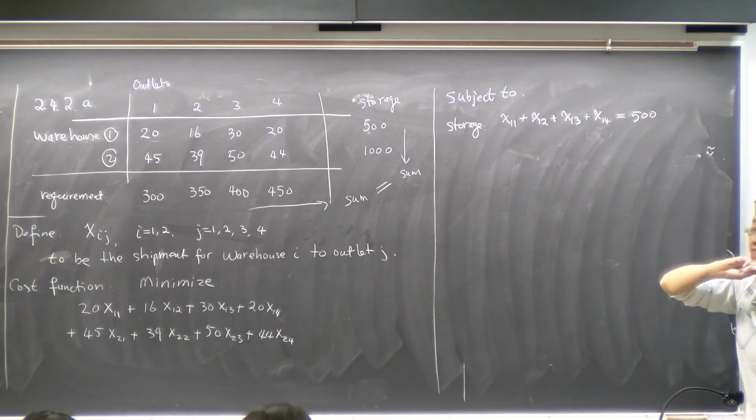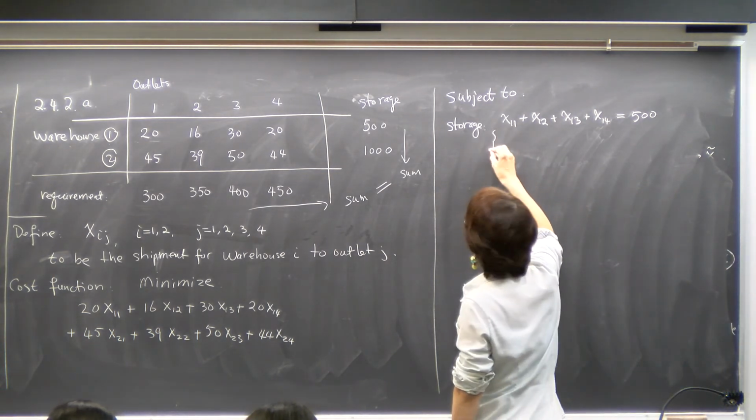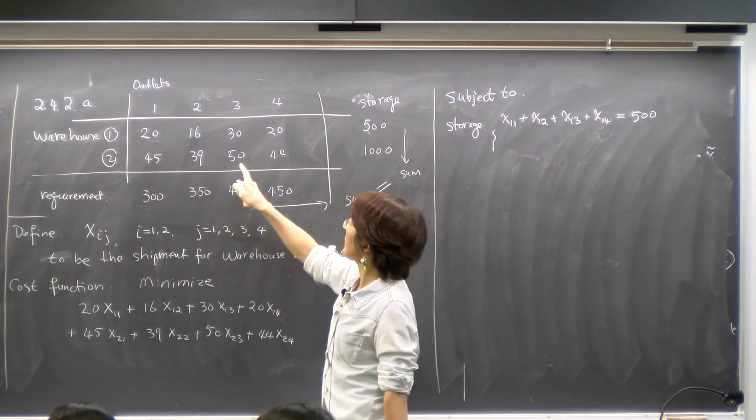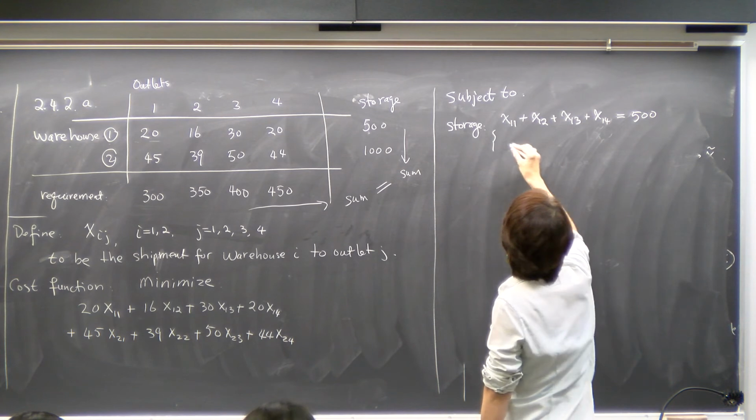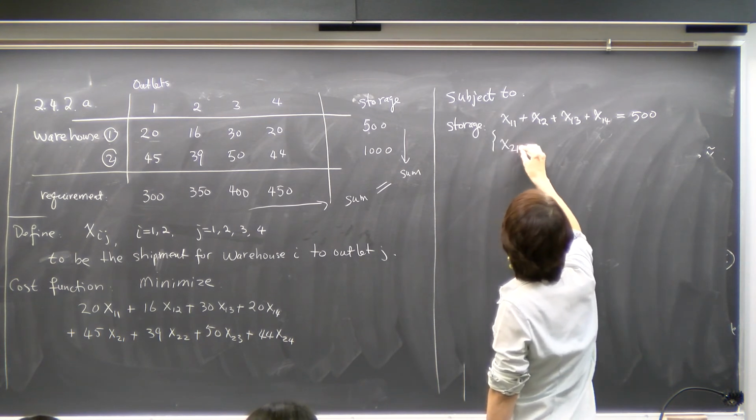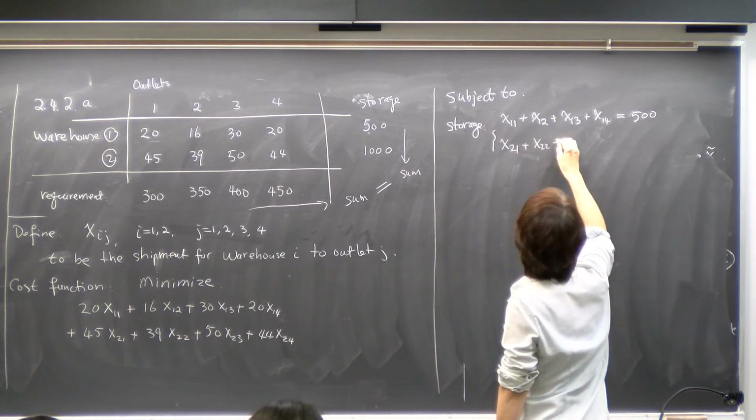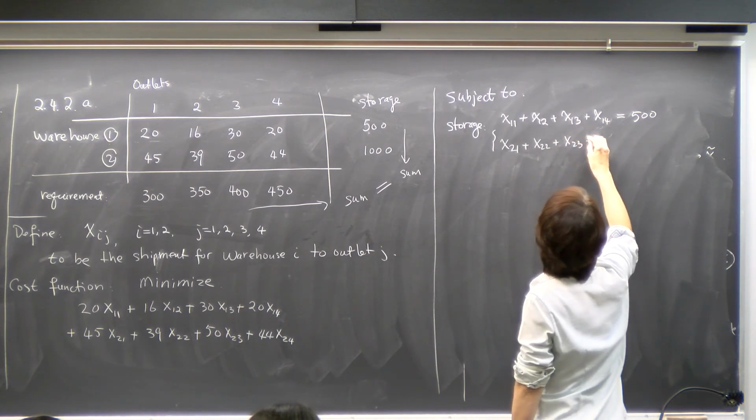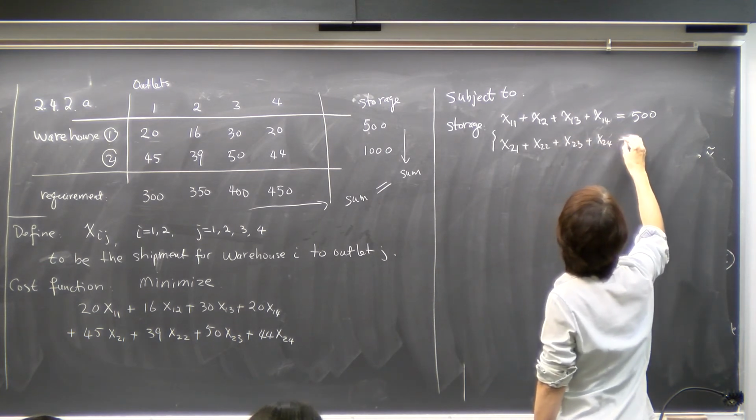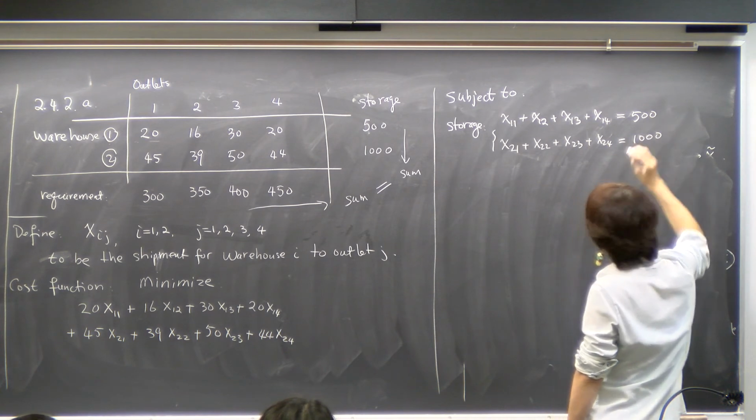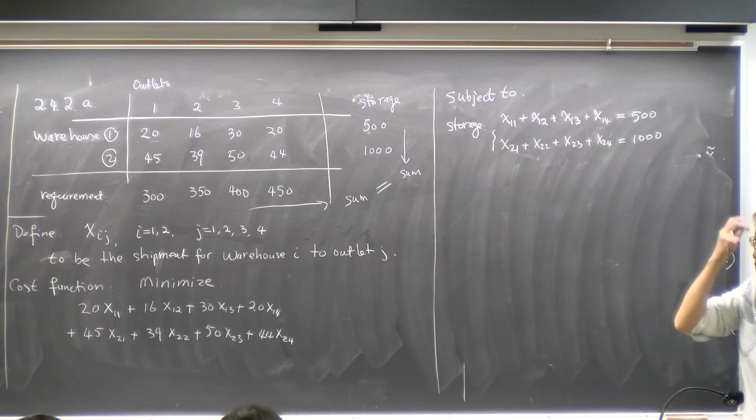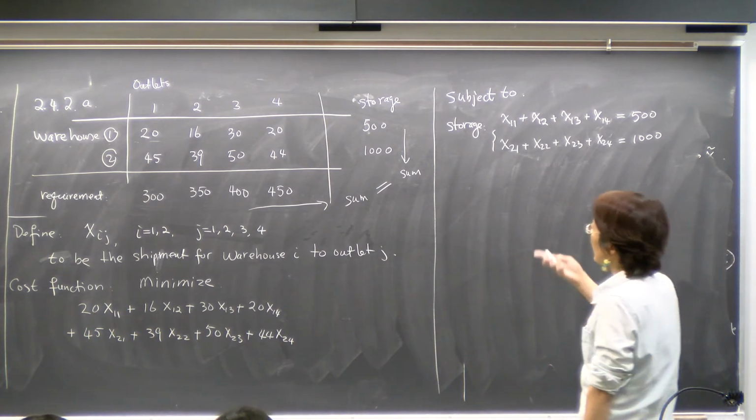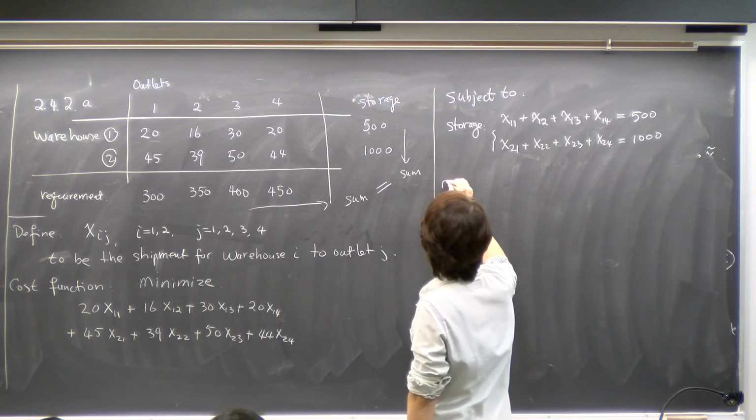Is that clear? And then the second one, similar. All the x you have here, you add up in this direction must meet that number. So x21, x22, x23, x24, they add up to be 1,000. Is that okay? Okay, and then you also have the requirement.